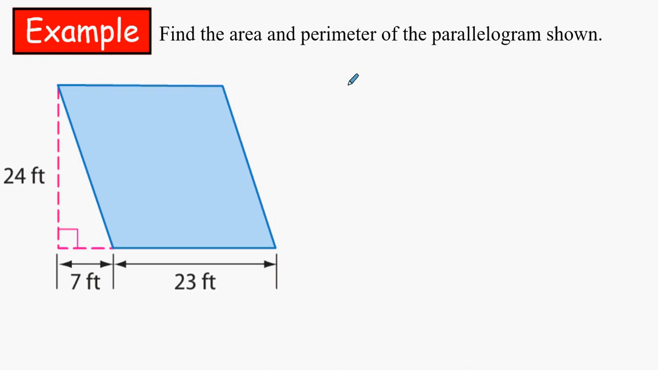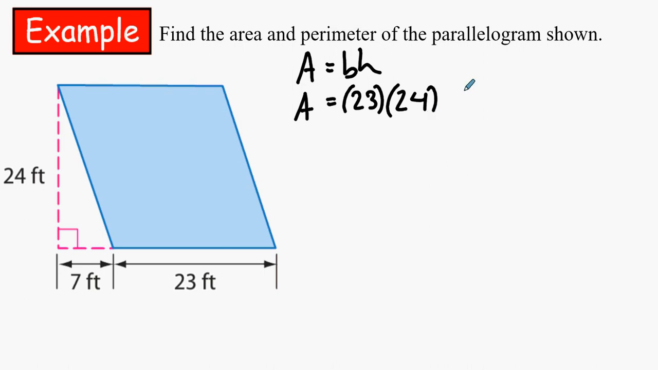We're going to use those formulas now. The first one asks us to find the area and the perimeter of the parallelogram shown. The area is the simpler of the two to find. So the area is just base times height, as we just saw. The base is 23, and the height is 24. 23 times 24 gives us 552. The units for area are always square, so this is square feet.